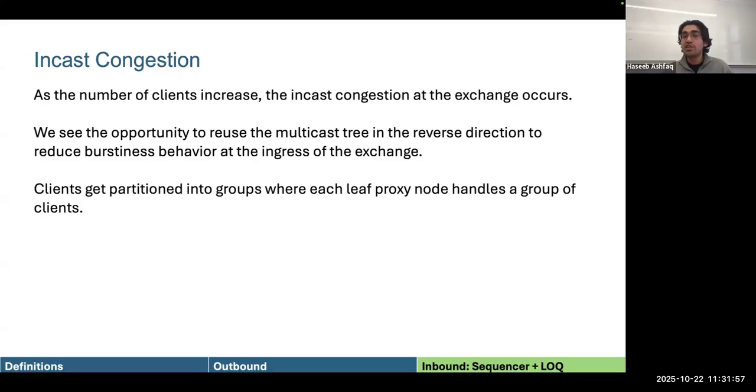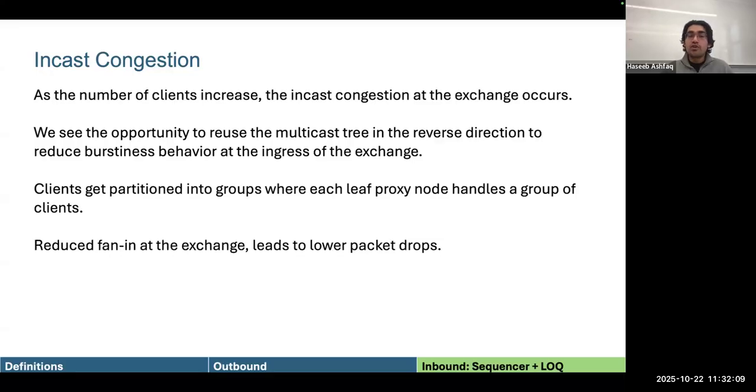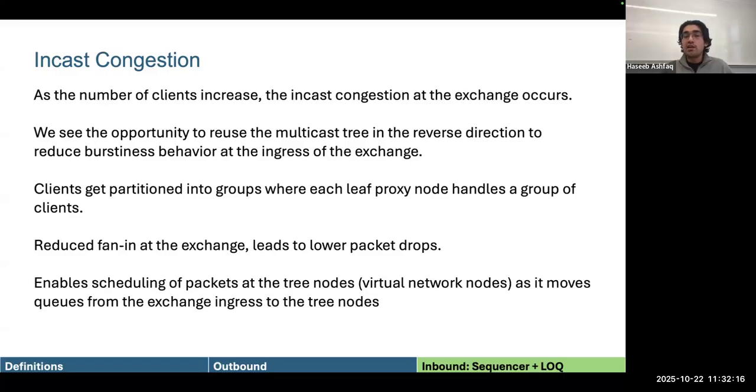Instead of the exchange receiving messages from all 1000 participants, it may receive messages only from the proxy nodes, which may be 10. And then each proxy node is doing so. So reduced fan-in leads to lower packet drops because of lower in-cast congestion. And it also moves the queues from the exchange's ingress to the tree nodes. Somewhere, some packet queue has to form because of this in-cast congestion.